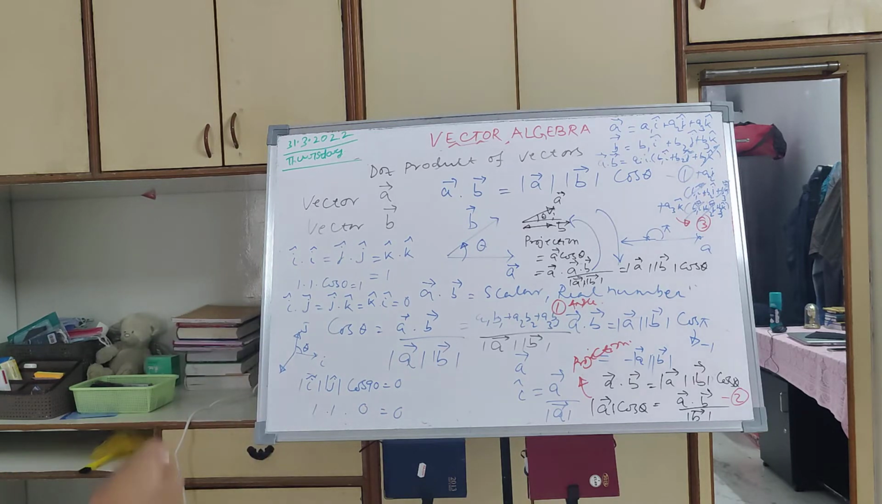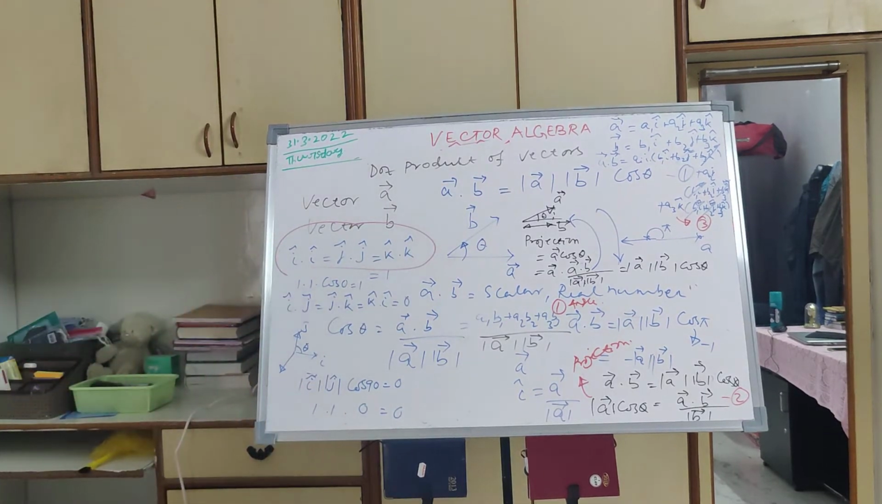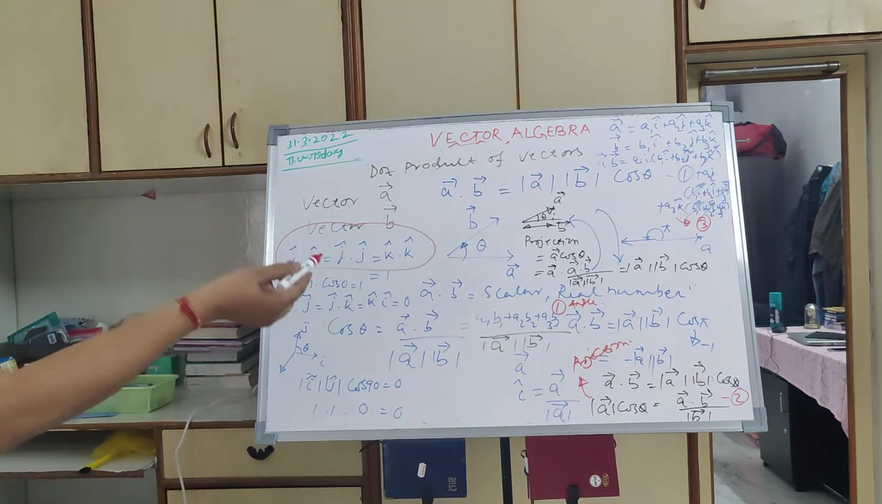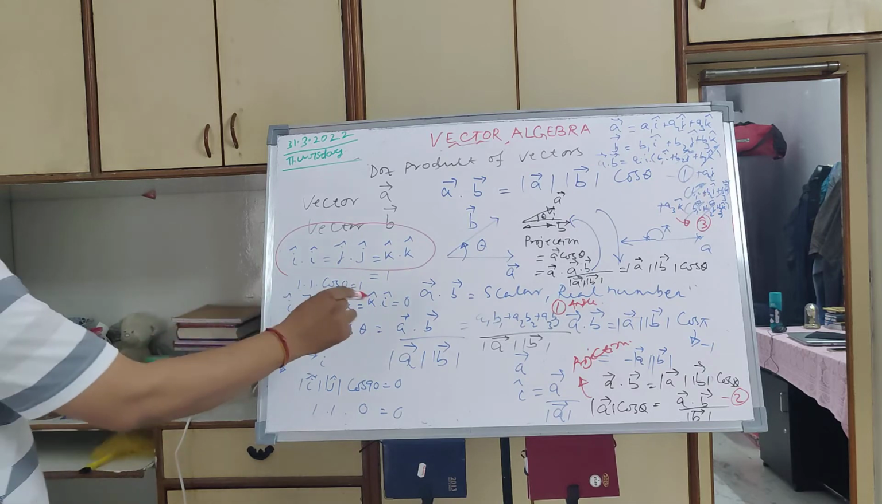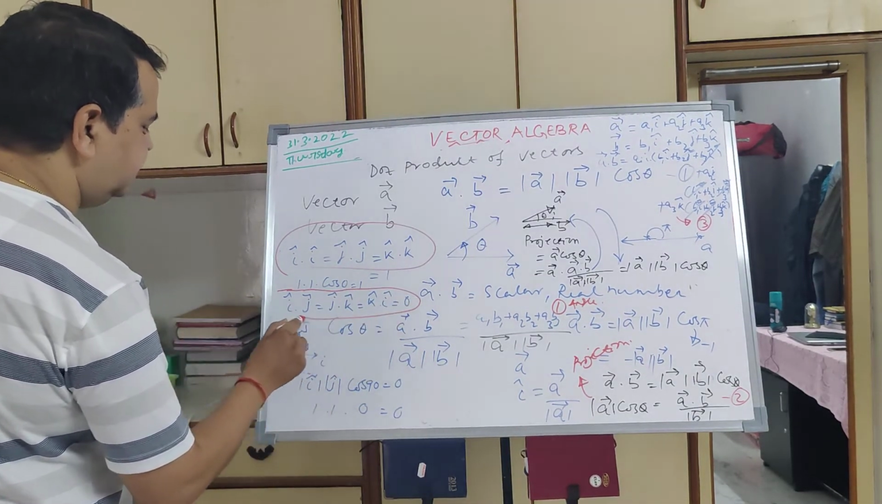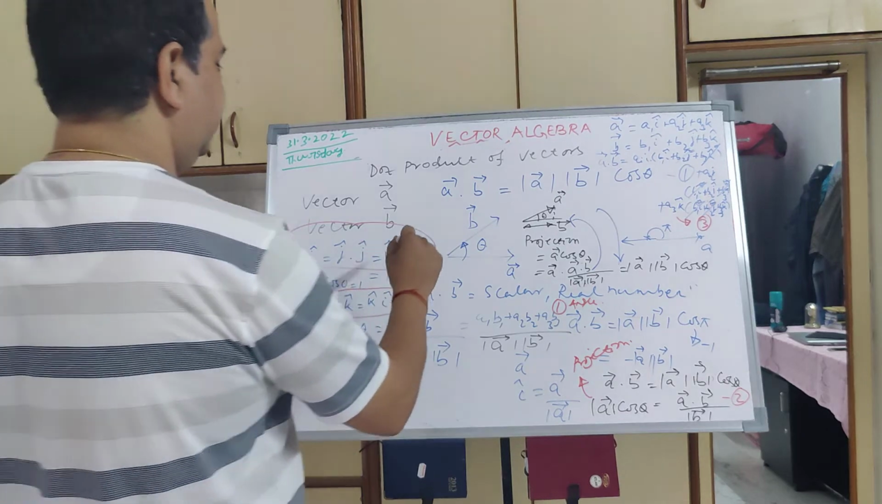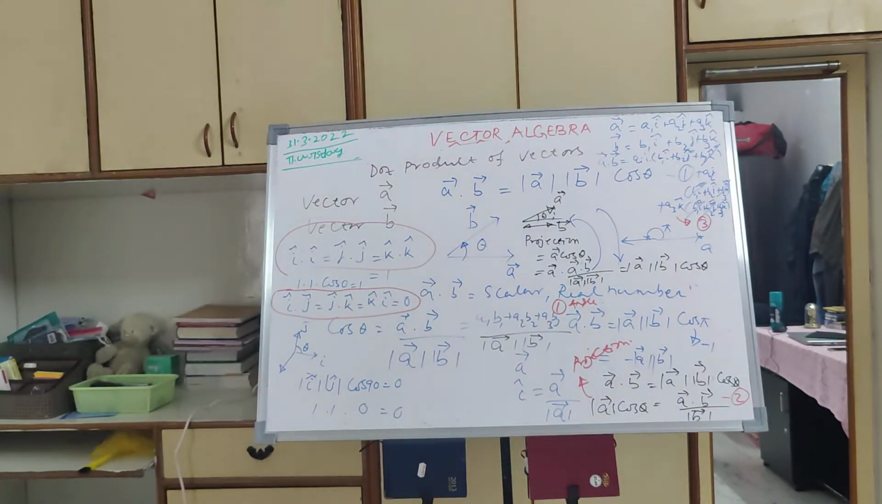And then another important thing, i dot i is equal to 1, but i dot j is 0, because the angle between unit vectors is 90 degrees, and cos 90 is 0. So these are some of the important things one should always remember.